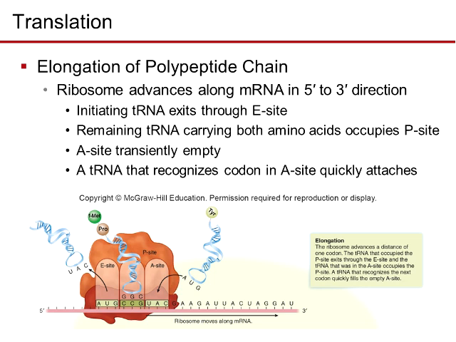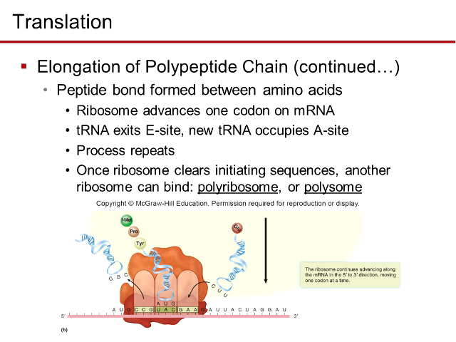There's also a process of elongation of the polypeptide chain. The ribosome advances along the messenger RNA in the 5' to 3' direction, as I said several times, and the initiating tRNA exits through the E site, that's the exit site, as it were. The remaining tRNA carrying both amino acids occupies the P site. The A site transiently becomes empty. A tRNA then recognizes the codon, quickly attaches at the A site, and thus we are creating that specific protein downstream.